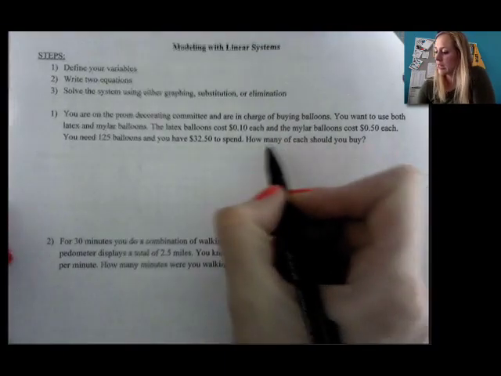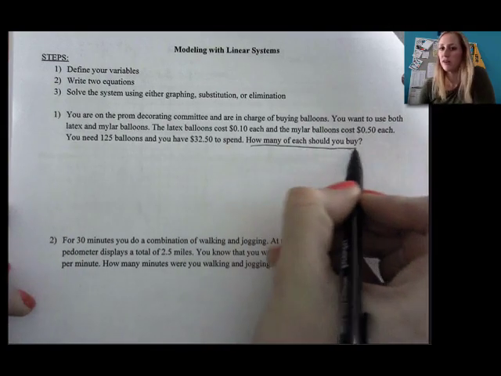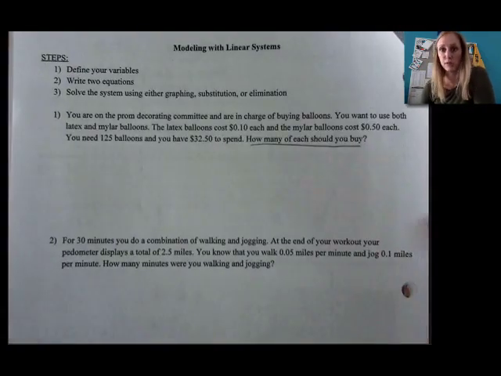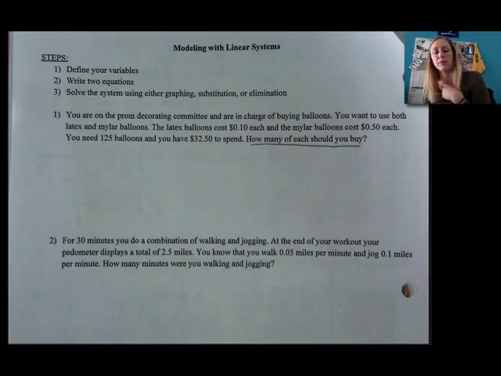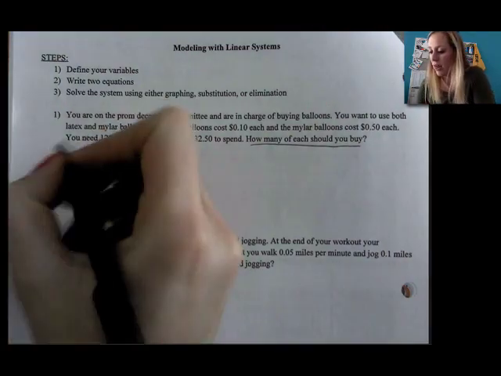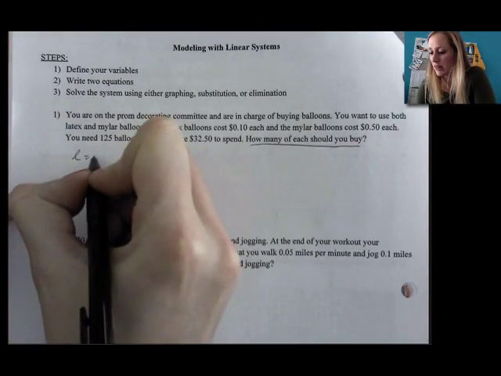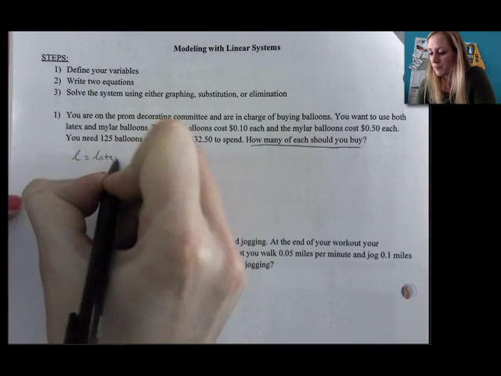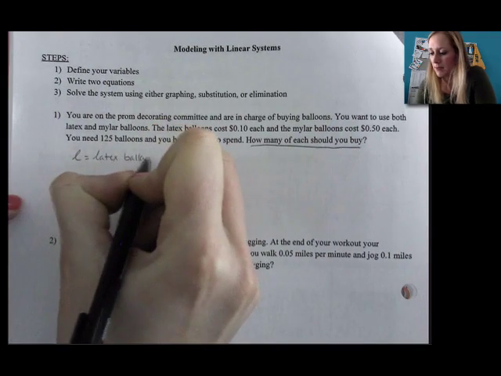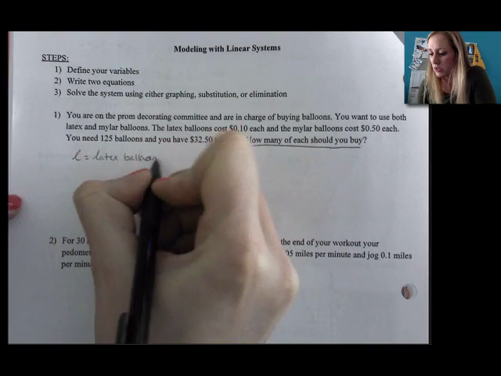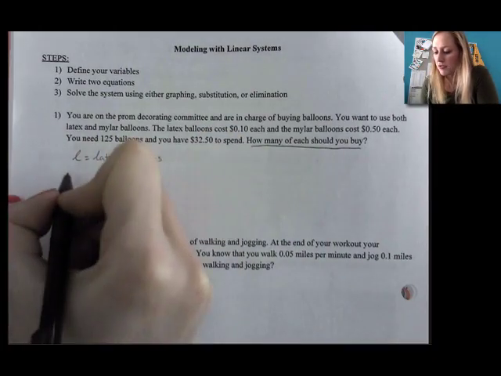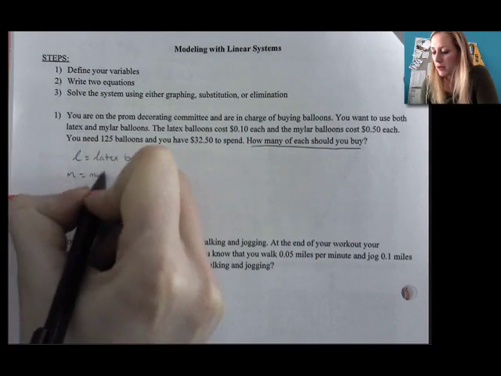So we want to come to the last sentence here to help us with the variables. How many of each type of balloon should you buy? So we need our variables to represent each type of balloon. That's what we're trying to find. So I'm going to use L for latex balloons. And I'm going to use M for mylar balloons.